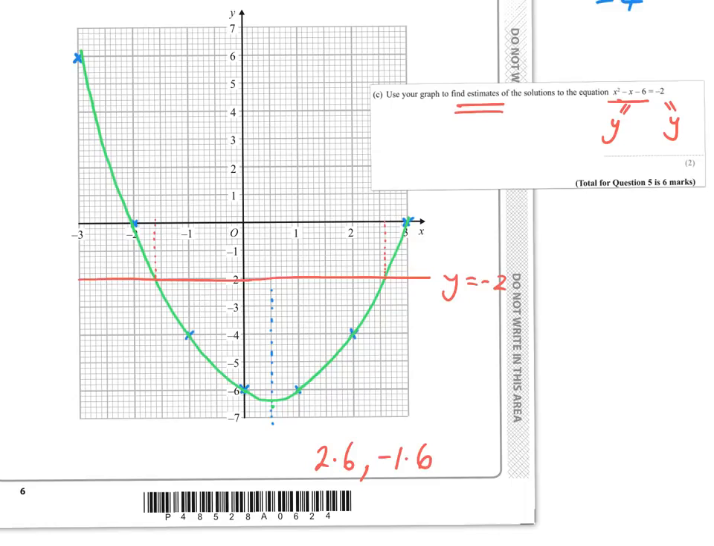So in the exam you'll have some kind of limits there of accuracy. And the limits of accuracy for the mark scheme were along the lines of 2.5 to 2.7 for this one, and negative 1.5 to negative 1.7 for this one. So that's quite good, so we can move on.